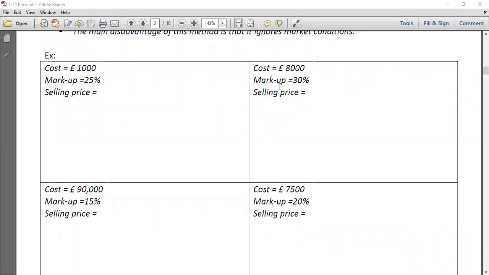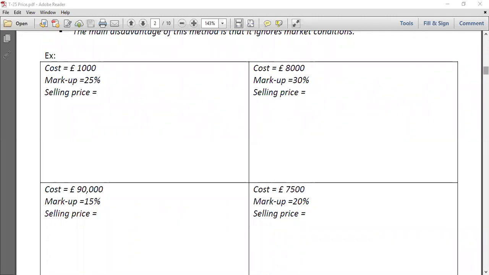Okay, the other question. Cost is 8,000. Markup is 30%. What is the selling price? You can find 8,000 into 130% straight away, or you can do 8,000 plus 8,000 into 30% and add them up. 8,000 into 30% is 2,400. If you add them up, it's 10,400. I can see another couple of answers. Yes, 10,400. Excellent. I can see the same student giving the correct answers continuously. Good, excellent. Keep it up.